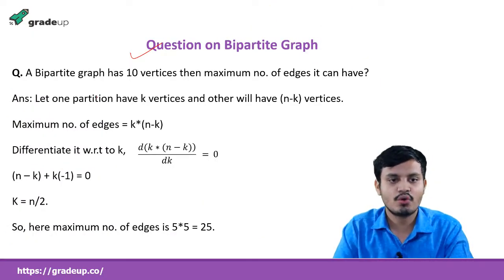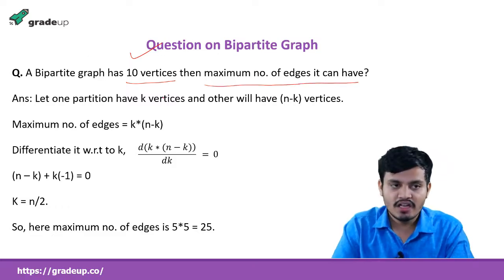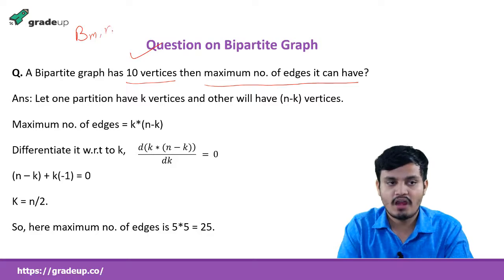Now we will see a question on bipartite graph. It is an interesting question. Try to solve it. A bipartite graph has 10 vertices. Then what is the maximum number of edges it can have? Actually, how are we writing the bipartite graph? K, M, N, where M is the number of vertices in one set. This set is having M vertices. N is the number of vertices in this set.